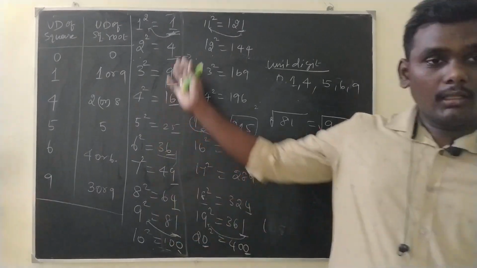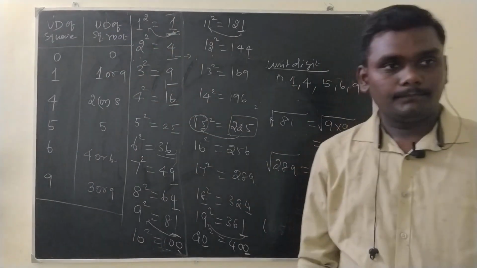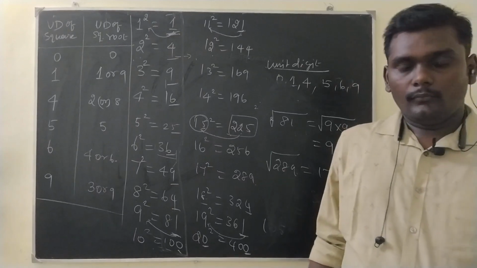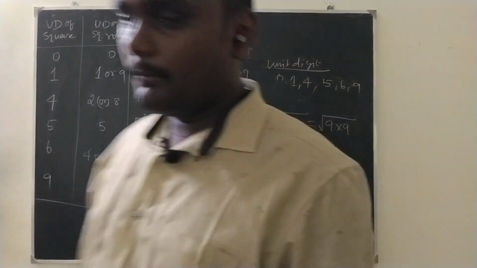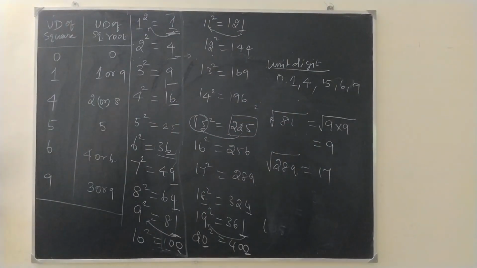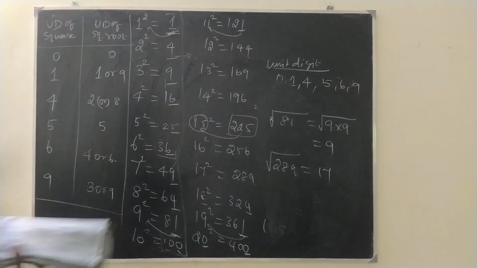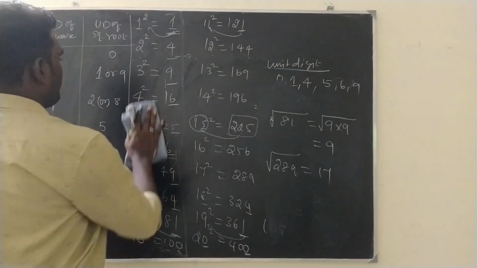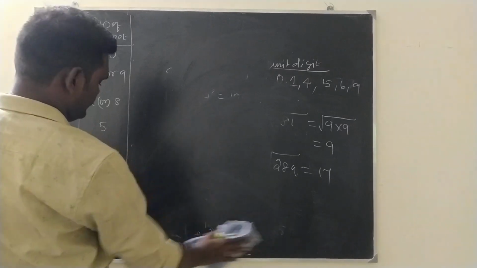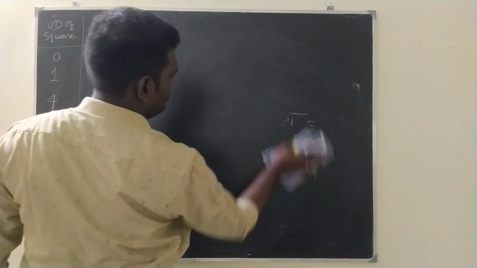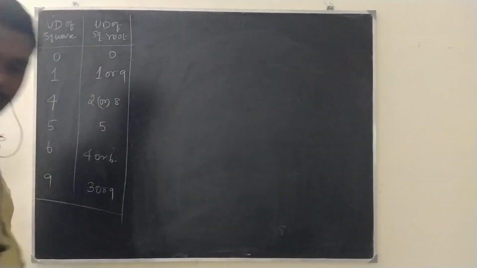Now, have you written everything? Shall I erase everything? Okay. This is about squares and square roots. We will see some examples. Have you written this unit digit everything? Okay, good.